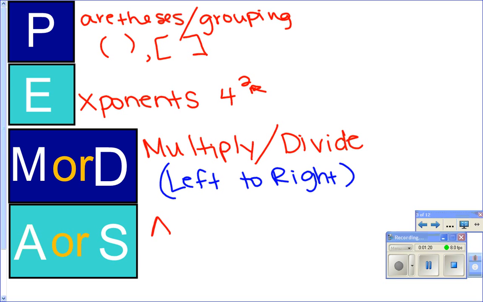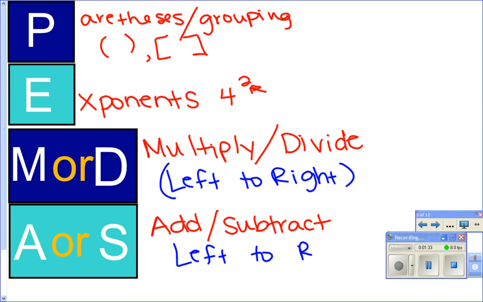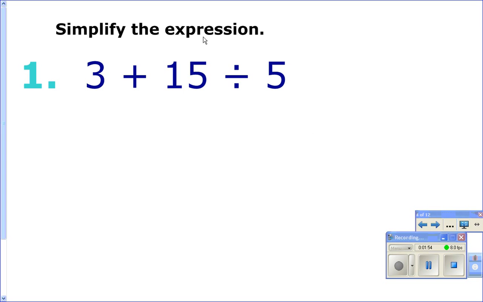Then we have A or S, which stands for add or subtract. Again, add or subtract stands for left to right. Okay, fill this in your notes. You can pause it if you need to copy it down, and then play it when you're ready to go. Okay. Oh, I spelled that wrong. It's P-A-R-E-N-T-H-E-S-E-S.